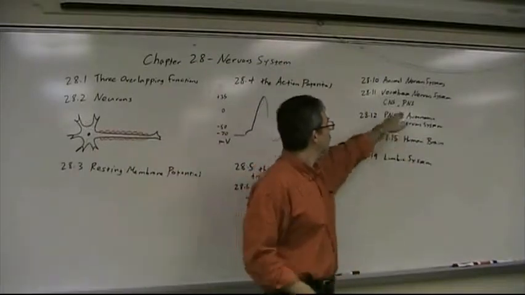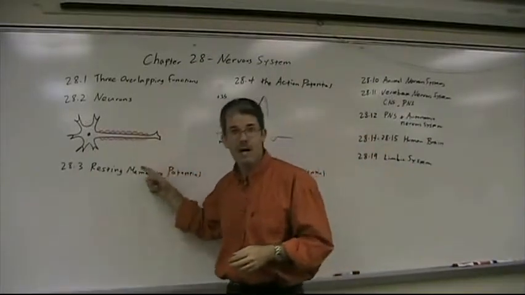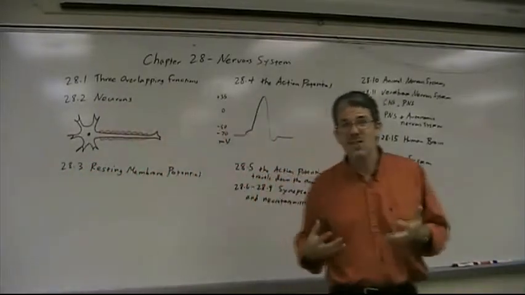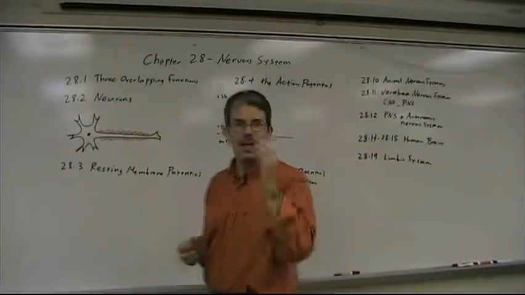Now your peripheral nervous system is basically bundles of axons. So axons going to your feet are connected to cell bodies in your spinal cord. That's how long these things can get in the human body.